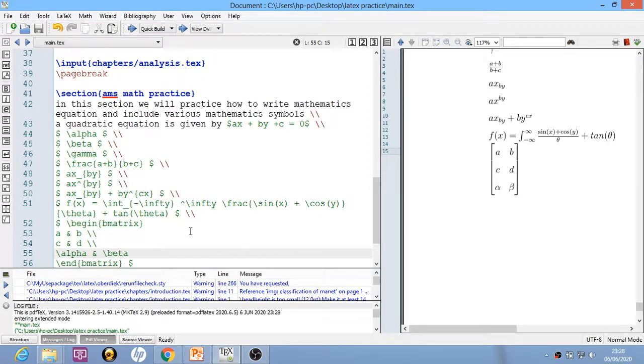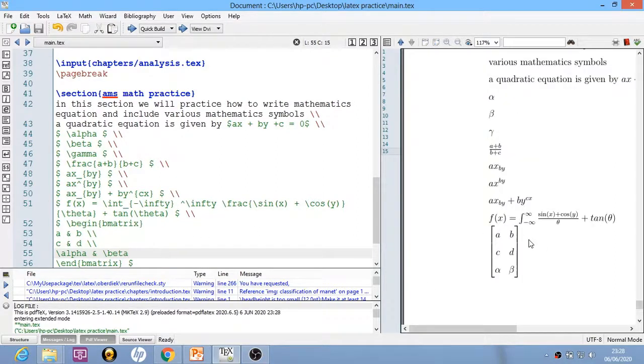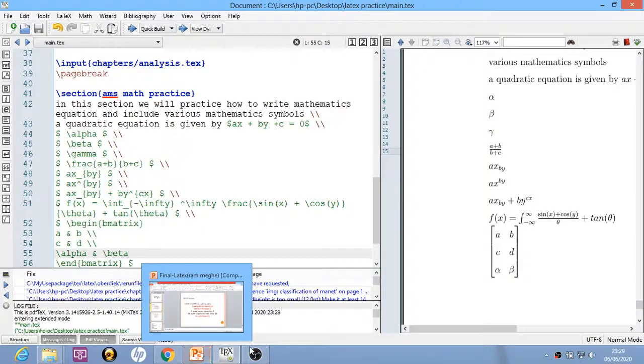Okay, so in this way you can include symbols in your LaTeX document, you can include matrices in your LaTeX document, and by combining all these symbols you can write equations very easily. We will continue this discussion in the next tutorial also.